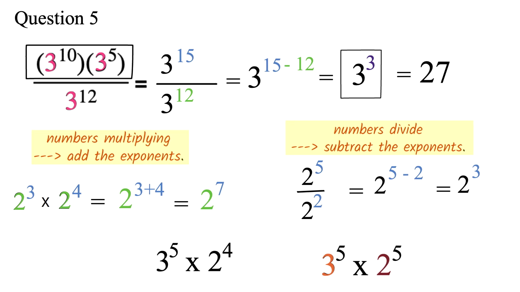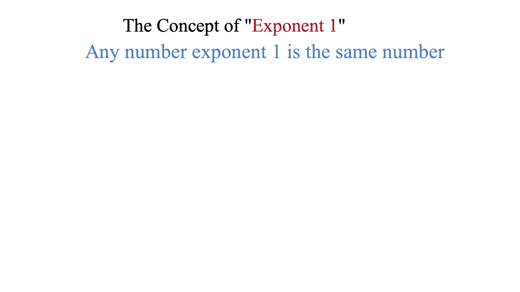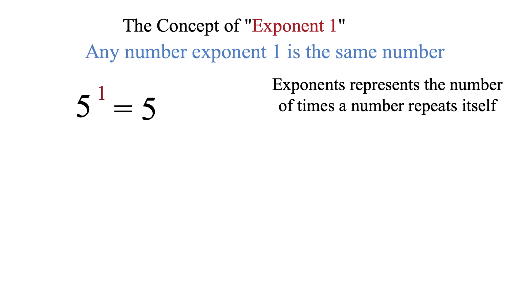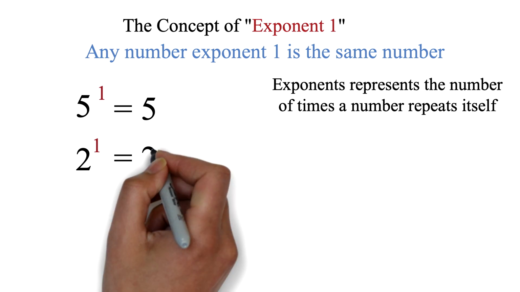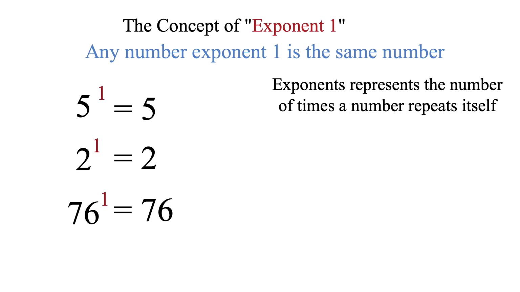The concept of exponent 1. Any number exponent 1 is that same number. Example, 5 exponent 1 is 5. That's all you need to remember if you don't care about why. We said exponents represent the number of times a number repeats itself. So if we say 2 exponent 1, then it means 2 repeats just once, which will simply be 2. So 76 exponent 1 is 76.